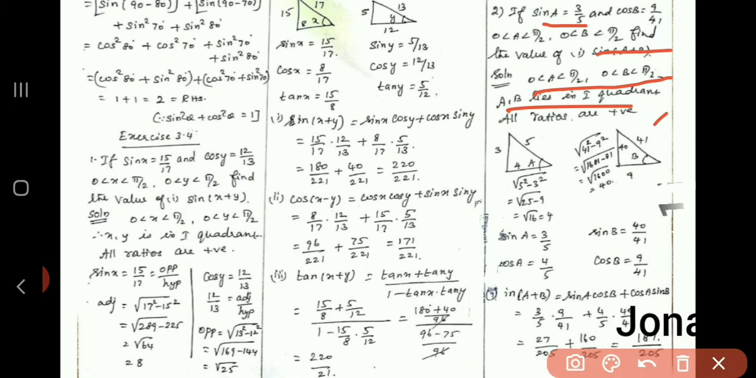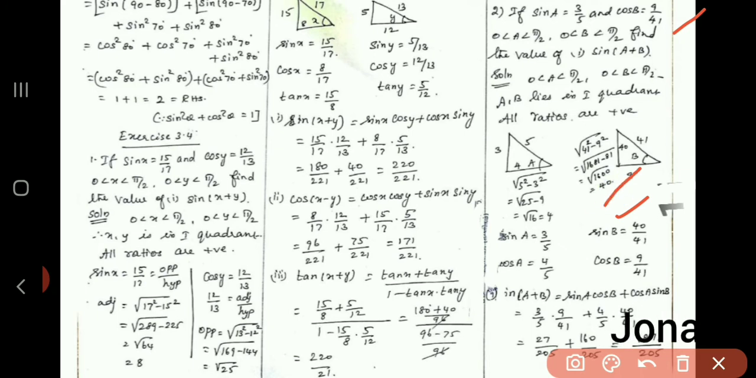For finding cos A, we have to take root of 5 square minus 3 square, that is nothing but root 16, which is 4. Therefore cos A equal to 4 by 5. And then from cos B is 9 by 41, I want to find the value of sin B. So even here also I take root of 41 square minus 9 square, so that the value is 40. So sin B equal to 40 by 41.